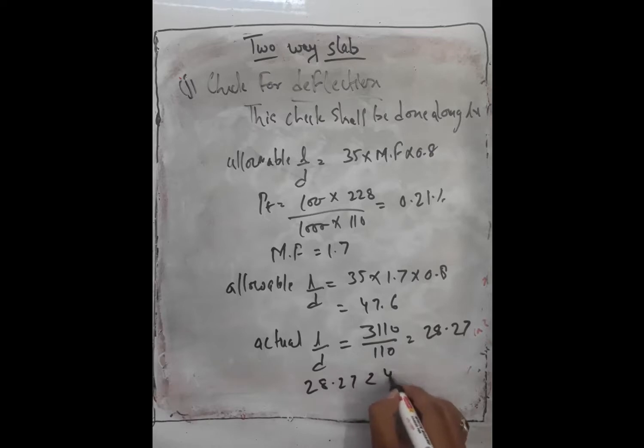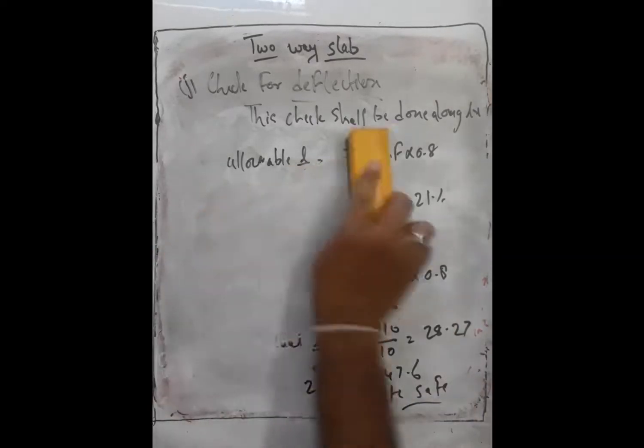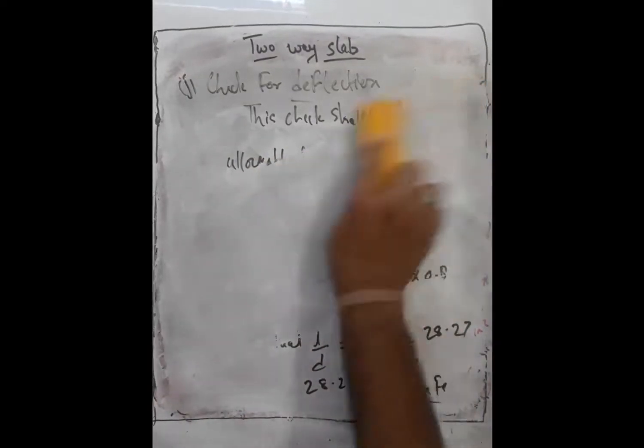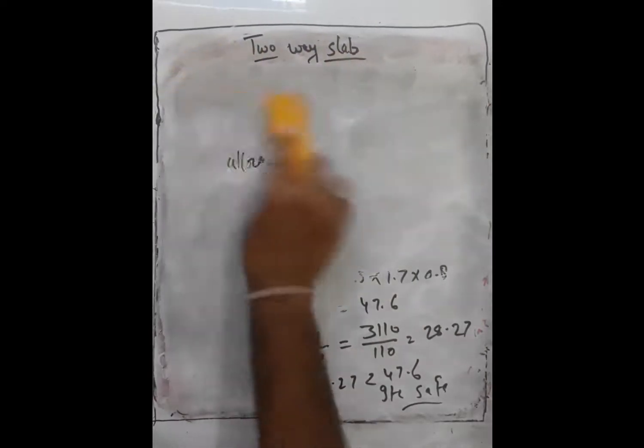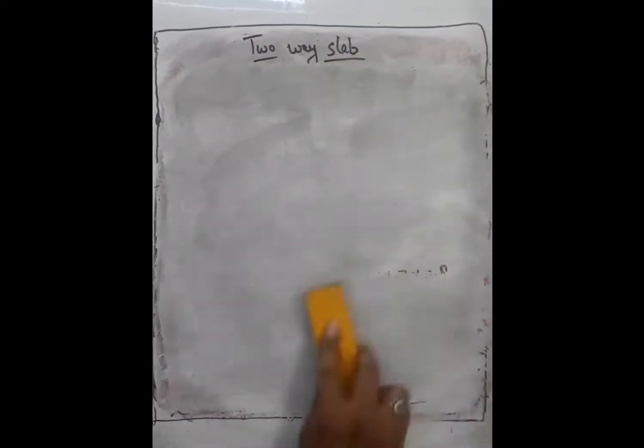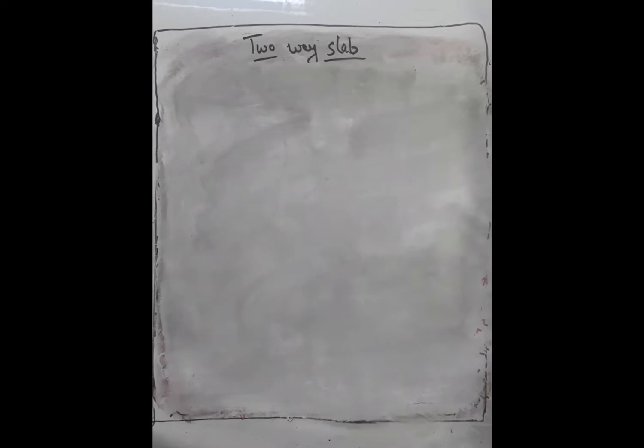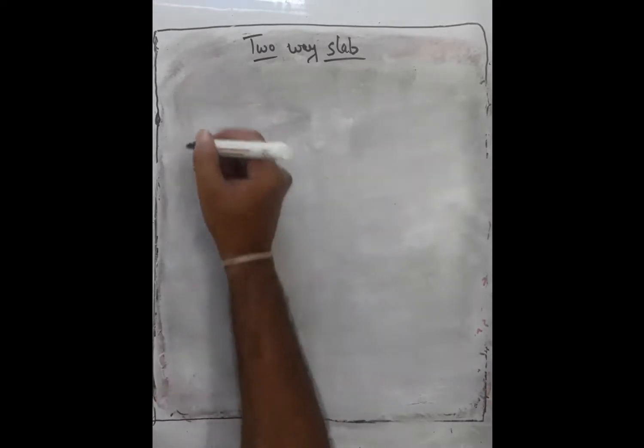28.27 is less than 47.6, it's safe. So in this way we have found the check for deflection. Now we have to find the check for development length and check for shear. So let's find the check for development length.